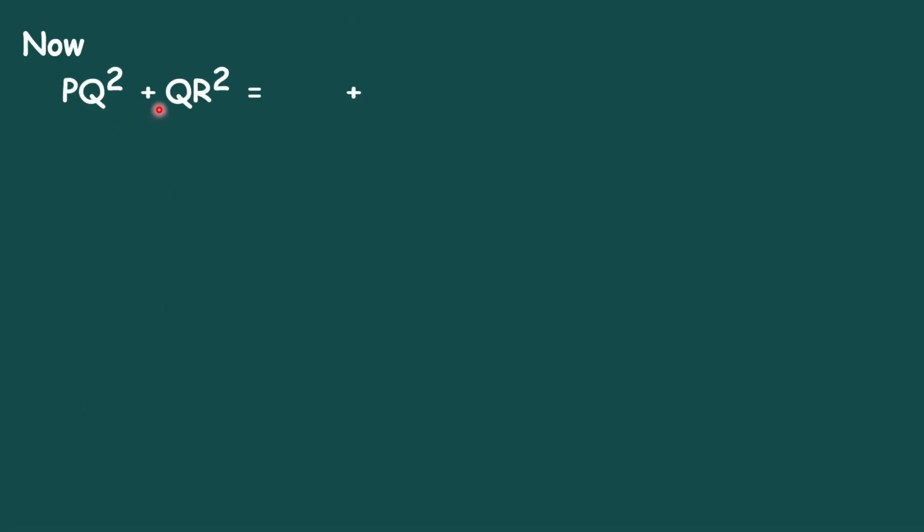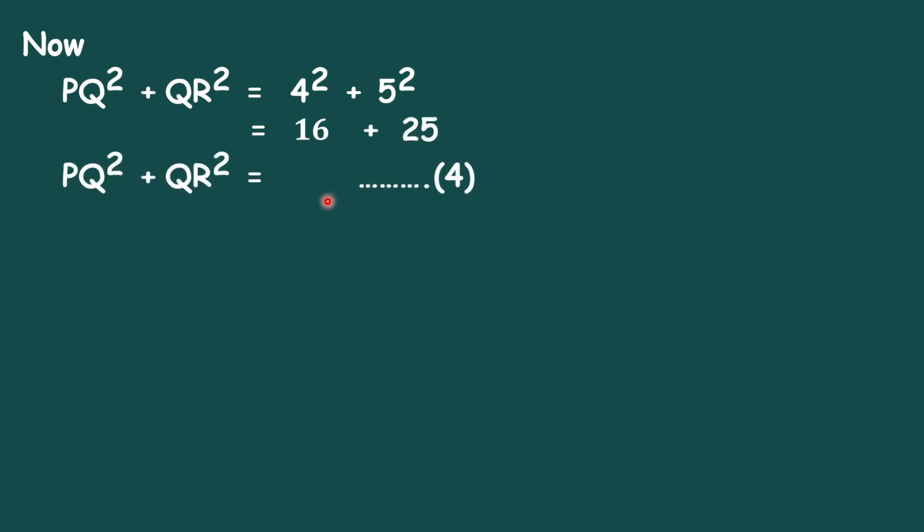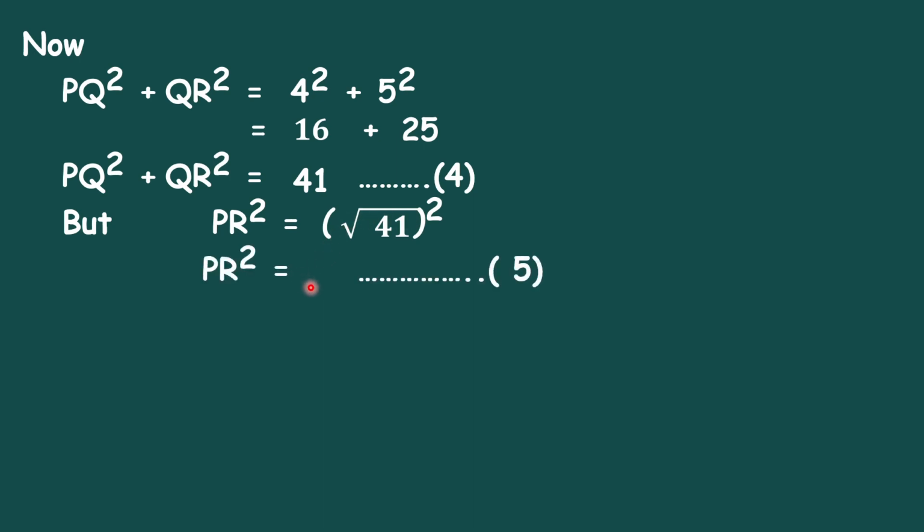That means PQ square plus QR square is equal to length of PQ is nothing but 4, its square, plus length of QR is nothing but 5, its square. The square of 4 is nothing but 16, plus square of 5 is nothing but 25. 16 plus 25 is nothing but how much? 41. This is the equation number 4. Now we take the square of the largest side. Here the largest side is PR, therefore square of PR is equal to root of 41, its square. The square and square root cancel out, we will get PR square is equal to 41. This is the equation number 5.